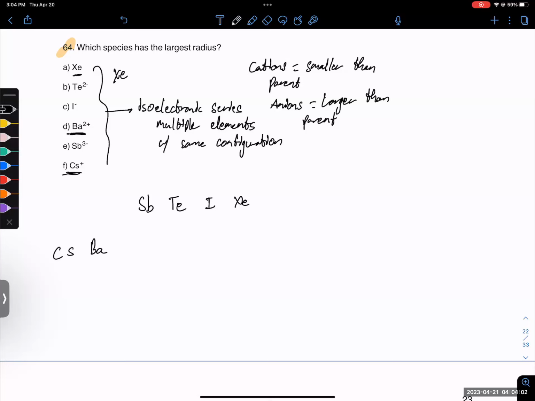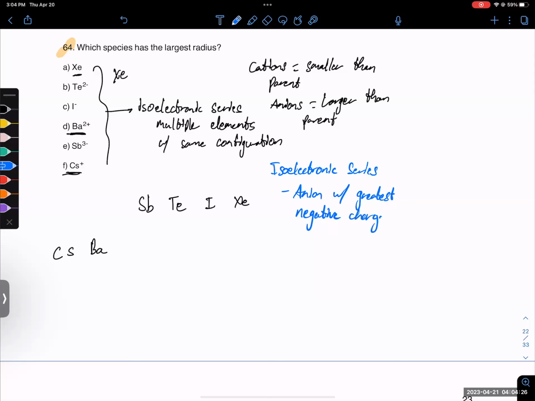Yeah. So in any isoelectronic series question, we're looking for the anion with the greatest negative charge, as that one will have your largest radius because it's larger than your parent atom. It's the most anionic in character, so it's larger in radius. So which of these is the most negative? Yeah, antimony 3 minus. So we're gonna go with option E.